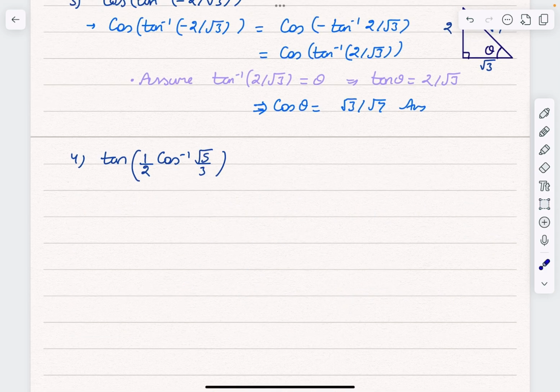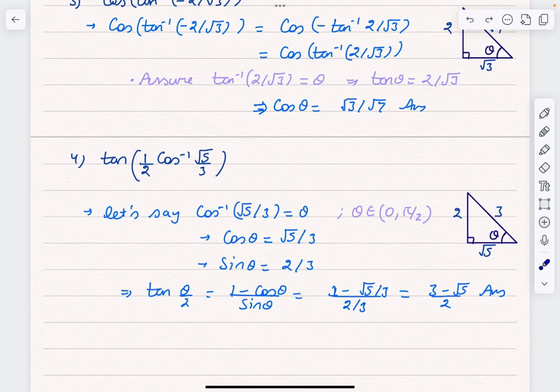Tan 1 by 2 cos inverse root 5 by 3. Give it a try, guys. This is a good problem. Let's start discussion now. The answer here is 3 minus square root 5 by 2.